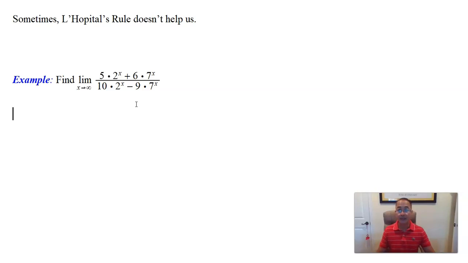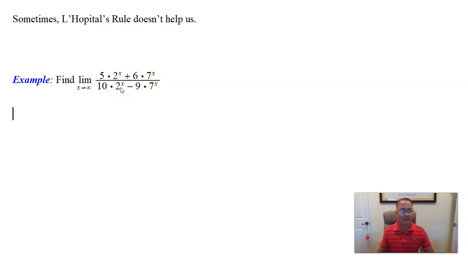If a is bigger than 1, a to the x is an increasing function. But if a is smaller than 1, between 0 and 1, it's going to be a decreasing function. So what's going on here? x is going to positive infinity. So 2 to the x, 2 is bigger than 1, 7 is bigger than 1. 2 to the x is going to plus infinity. 7 to the x is also going to plus infinity.